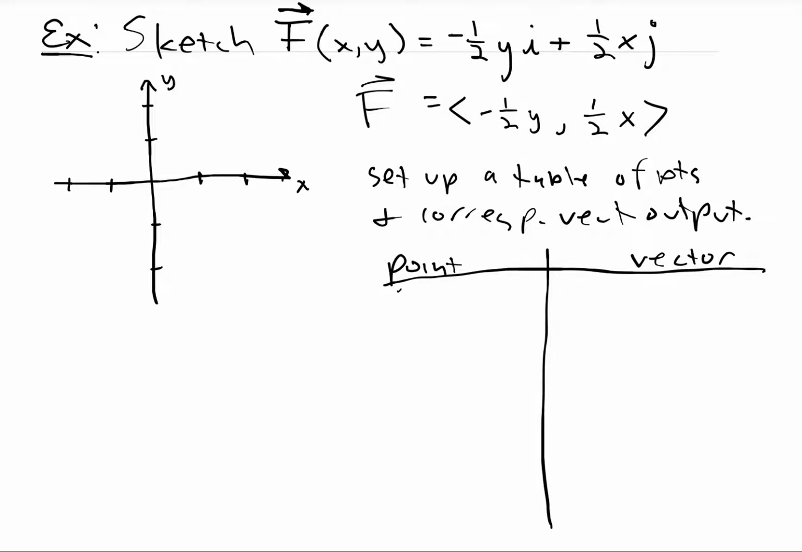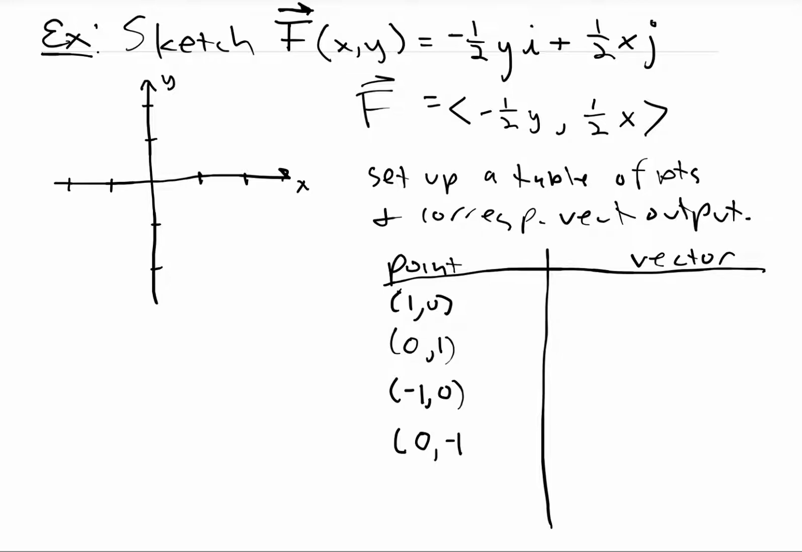For example, I'll just pick a random smattering. Let's say I try something like, I don't know, (1, 0), (0, 1). We'll go with the (-1, 0). I don't know, (0, -1). I'll just try a couple of these random ones here.